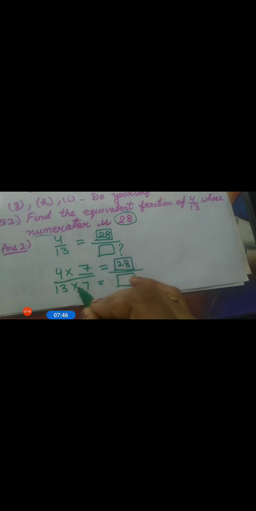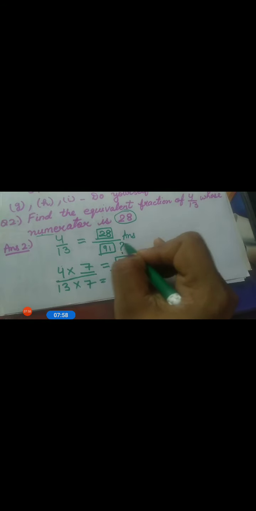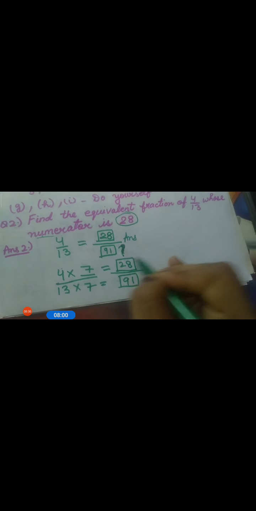Equivalent fraction. 13 7s are 91, and 7 3s are 21. So our answer will be 28 upon 91. This will be our answer. This you will be giving the reason.